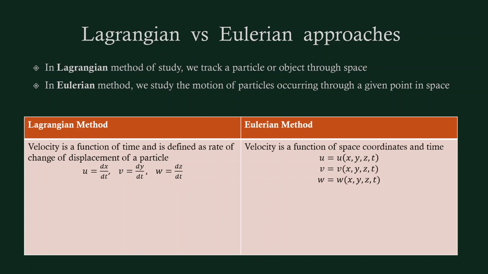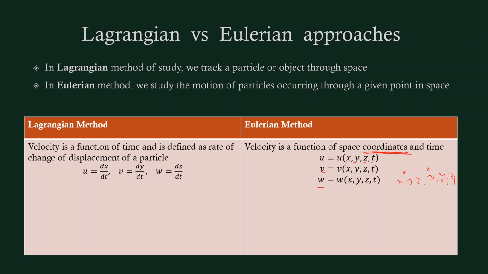On the other hand, in Eulerian method, it is not a function of the location of the particle, but rather a location that we have chosen. That is, u is a function of the x, y, and z coordinates and time. Remember, these x, y, z coordinates are not the coordinates of the particle, it's just a fixed point in space. Instead of x, y, z, if we take x1, y1, and z1, which is a different point in space, then the velocity will be a different velocity. Similarly, v is a function of x, y, z, and t, again w is a function of x, y, z and t.